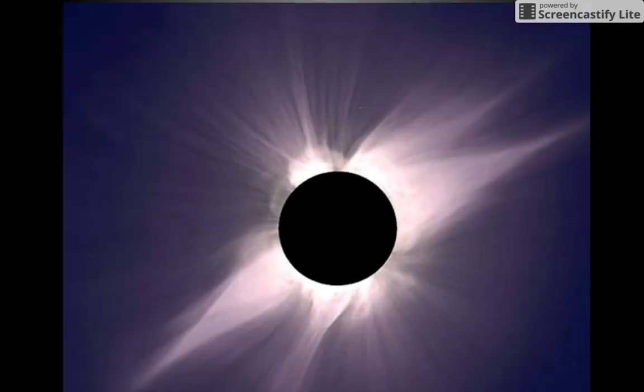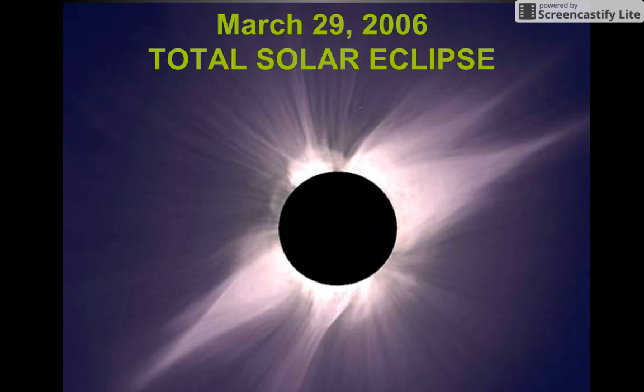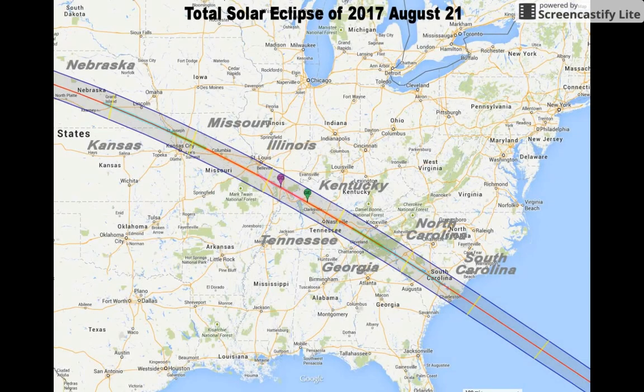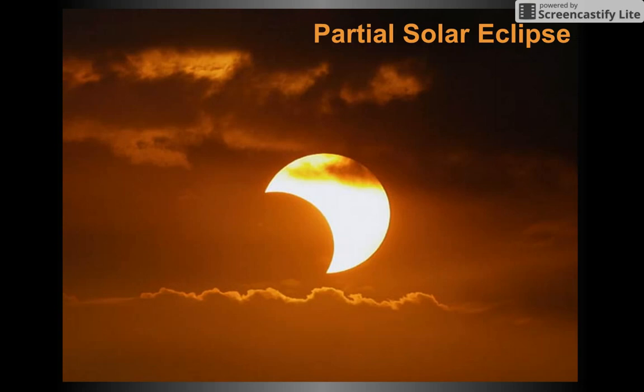And here's a photograph of an eclipse. This is in 2017, August 21st. I would love to take everyone down to this. There is going to be a total solar eclipse going right through Missouri and Kentucky. Absolutely amazing. There's a partial solar eclipse. That's what happens when the moon and the sun don't quite line up.